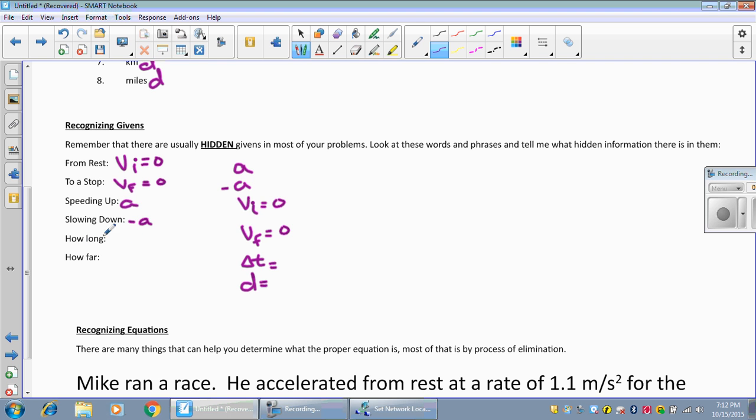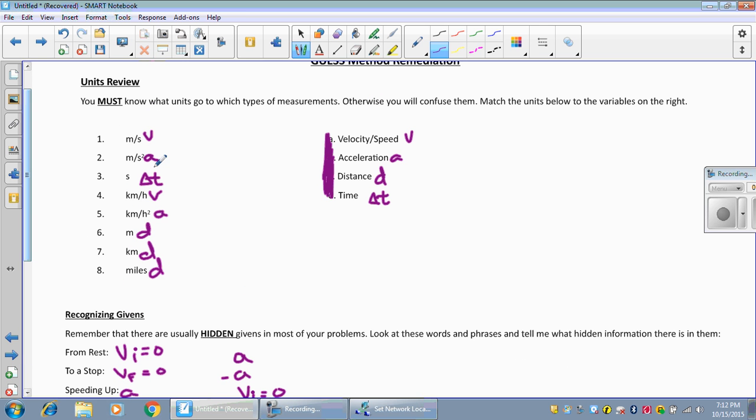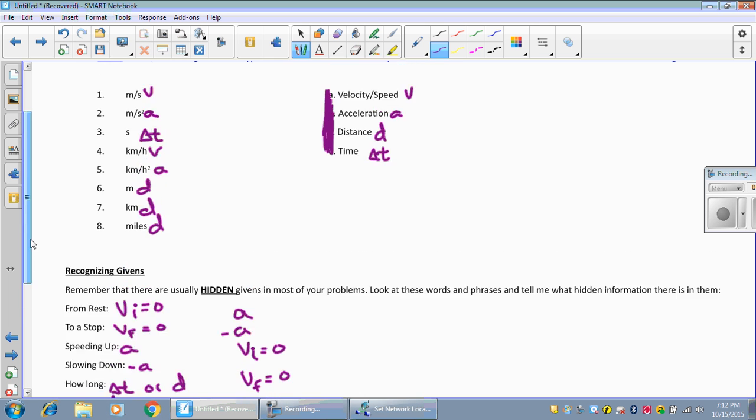How long? This could be distance, if you're asking about how long the runway has to be, or it could be time, like how long did it take? But how far is definitely distance, right? Okay, good. Did you get all these right? Hopefully. If not, you're going to refer back to this in a little bit.